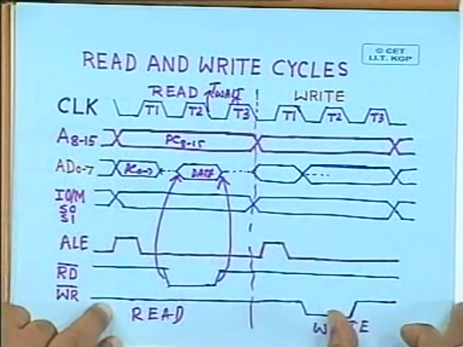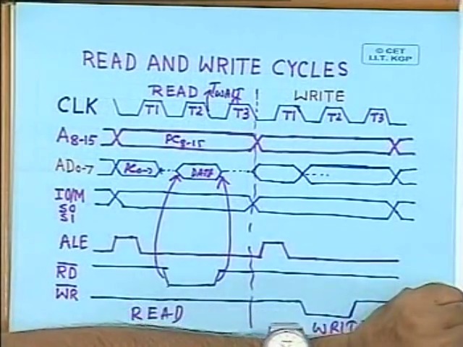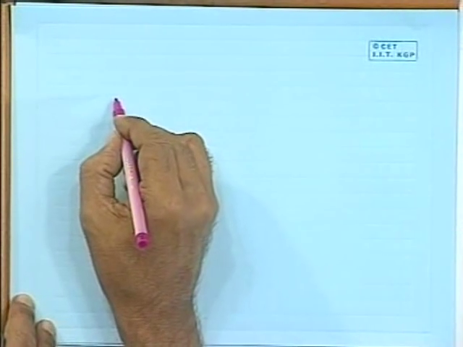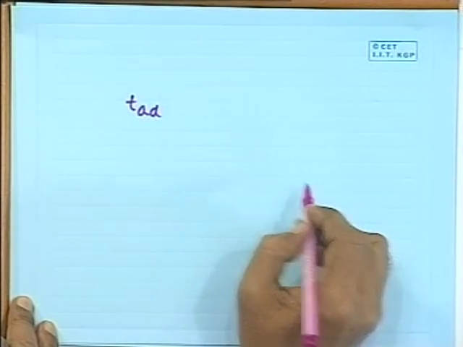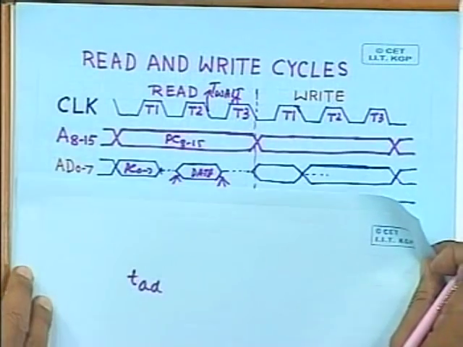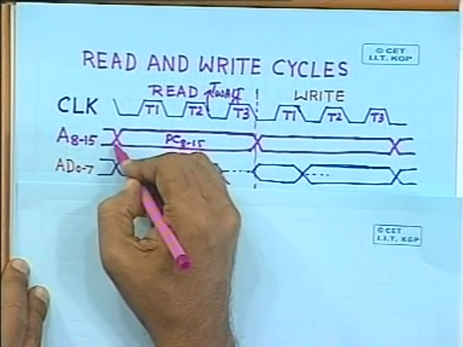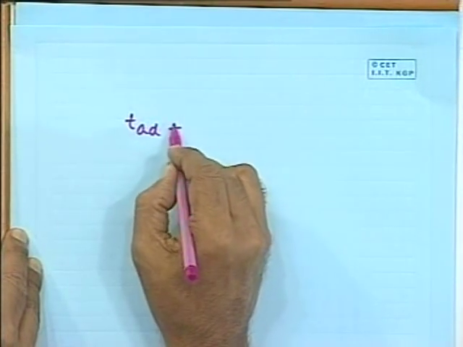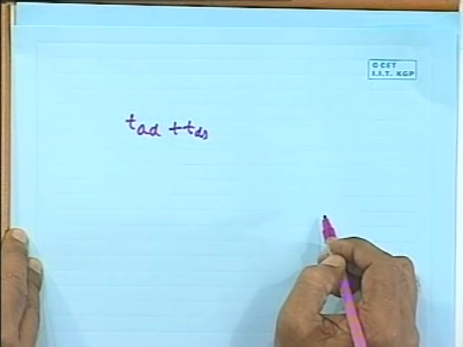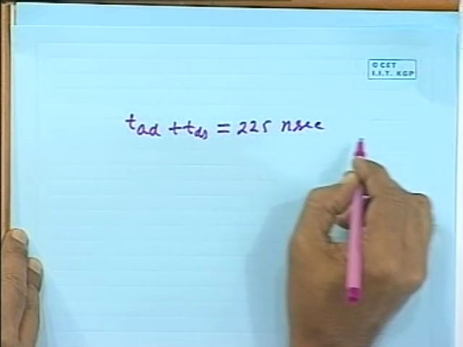Now, to do that, for example, the microprocessor will take time which is known as T address setup time, TAD. After you apply the address within the chip, that address will be available to the outside of the chip after some time. Similarly, you will require some data setup time, TDS. And this has been found to be about 225 nanosecond for, say, 8085.